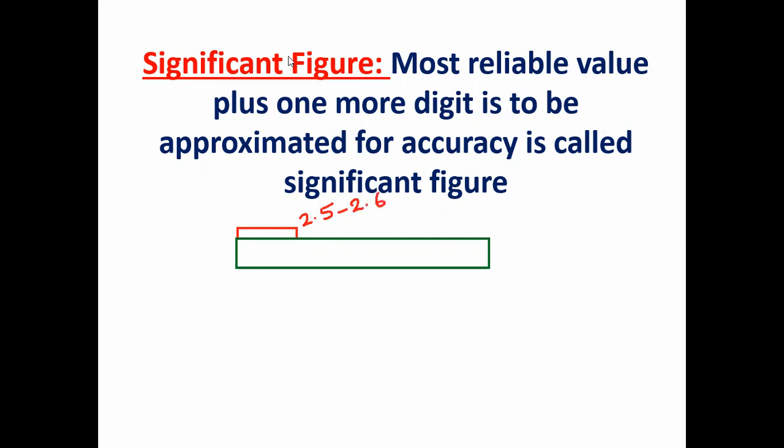In between 2.5 and 2.6 it will show. Maybe 2.53, 2.54, 2.56 like that it will be there. So up to 2.5 is the well-known digit. 2.5 is fixed, confirmed, it is well known.